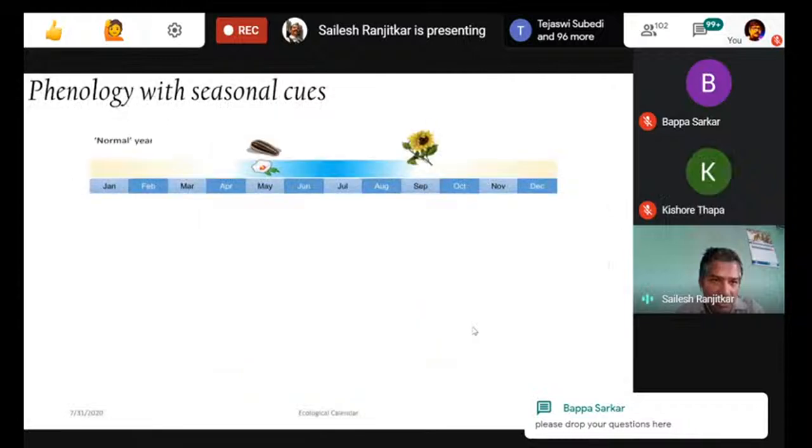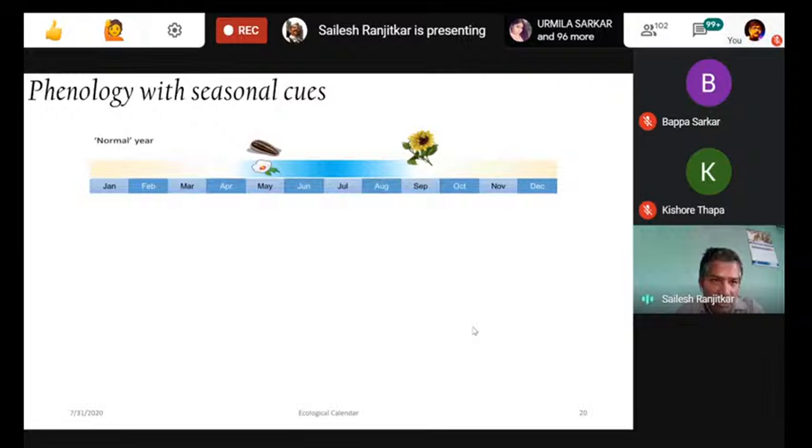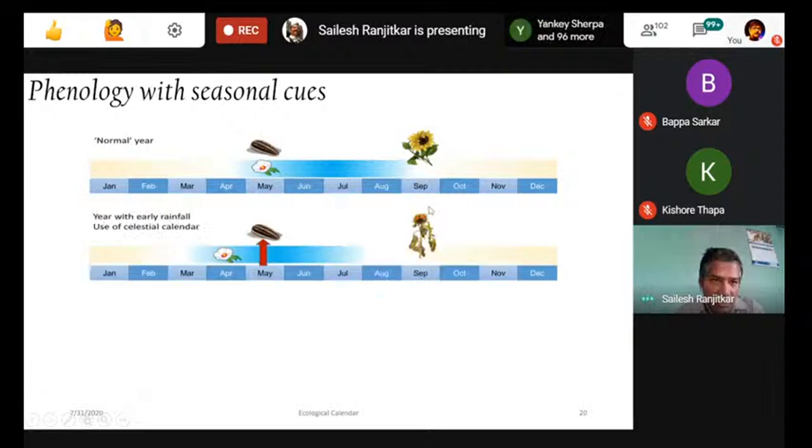So when we talk about phenology with the seasonal cue, in a normal year we can expect certain flowers blooming in May, and seeding time and flower maturation time in September. So if there is an early rainfall, then we can expect a little bit of shift in the phenology. But using the celestial calendar, we can observe that flowering is earlier, but our sowing time, because in a normal year we do it in May, we will be stuck with May for that. And for harvesting or the maturation, that will have a certain problem.